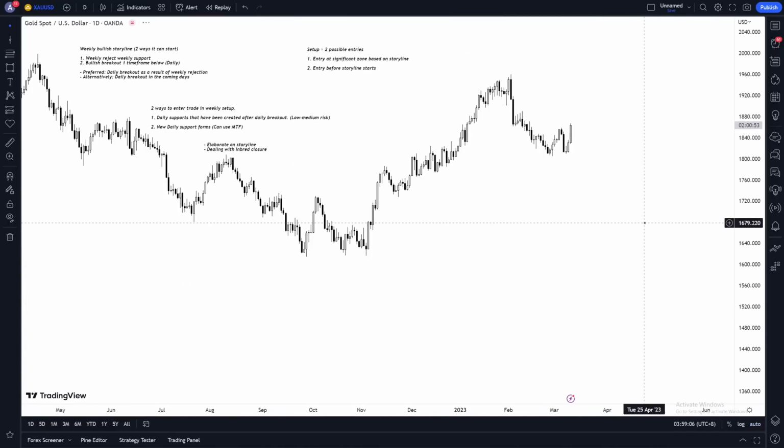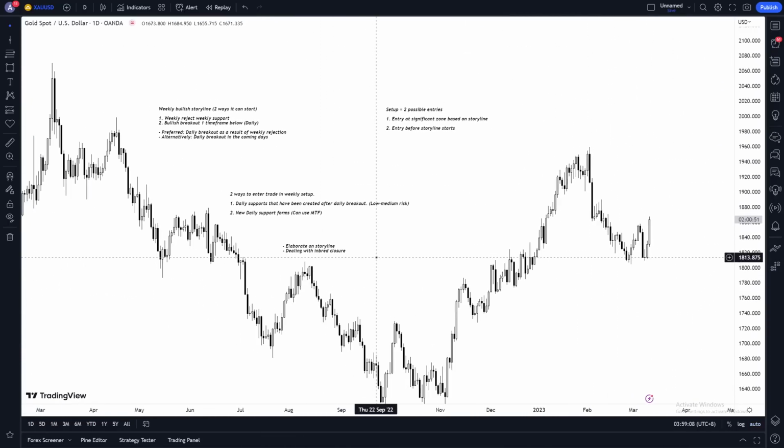Focus on the examples. Okay, so now I've explained, what have I explained to you? I've elaborated on the storyline. I've revised with you guys how the storyline can start. First way is the preferred way. Weekly reject weekly, right? Bullish breakout, one time frame below, which is daily. So in weekly reject weekly, daily bullish breakout.